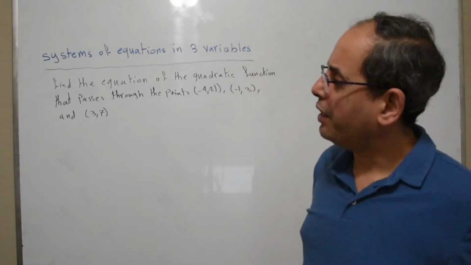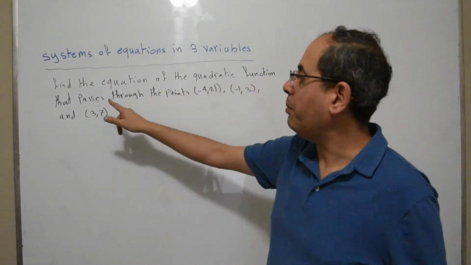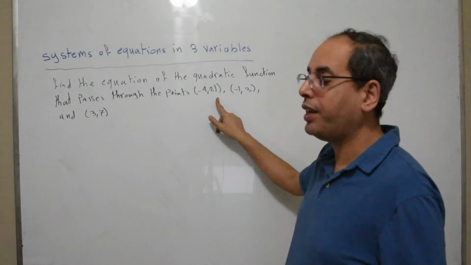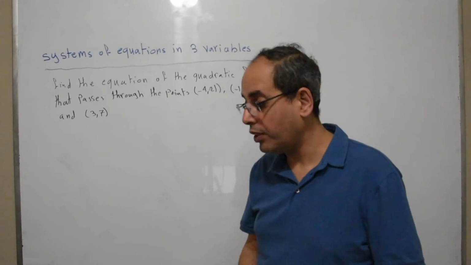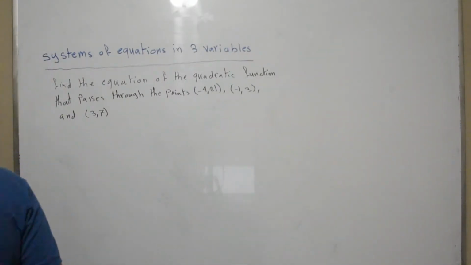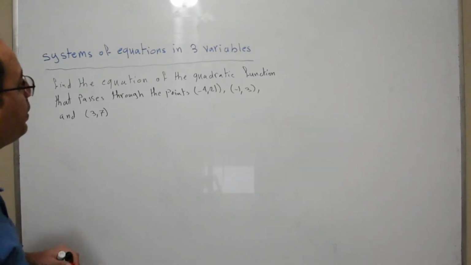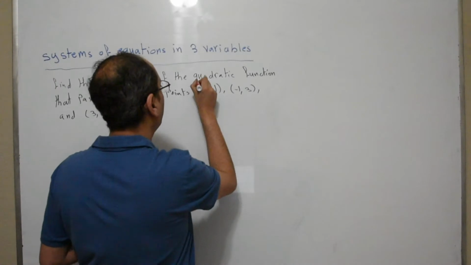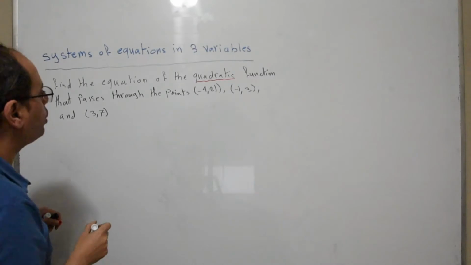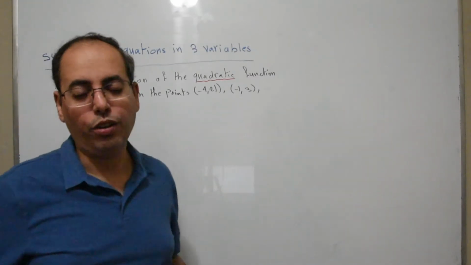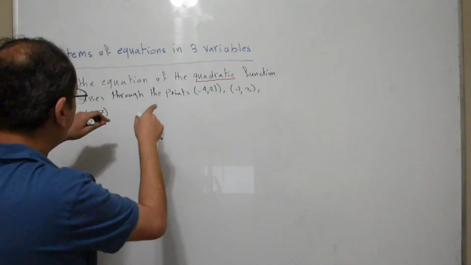So I have an application here: find the equation of the quadratic function that passes through the points (-4, -21), (-1, 3), and (3, 7). Let's first understand what we have here. I'm going to underline the words quadratic function. The first question is: what is the equation of the quadratic function? That's number one. Number two, I have 3 points.